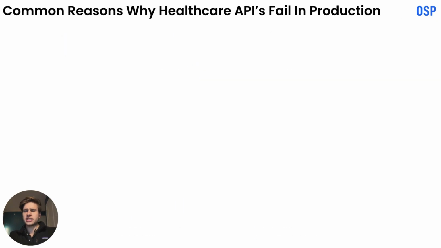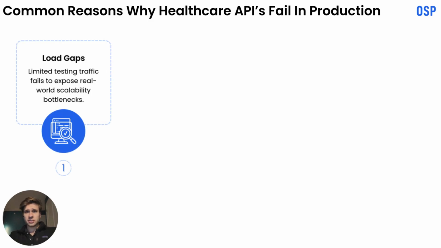There are common reasons why healthcare APIs fail in production. One of these reasons for failure is insufficient load testing. During testing, you might not expose the API to high traffic. However, in production, the API will need to handle more users and data, which can uncover healthcare API scalability issues. Without adequate testing for scalability, your API may experience performance bottlenecks under real-world traffic.